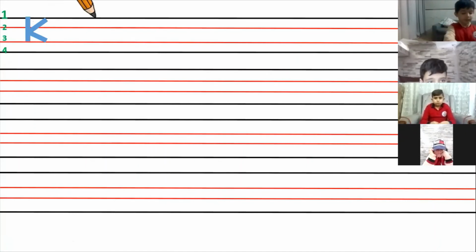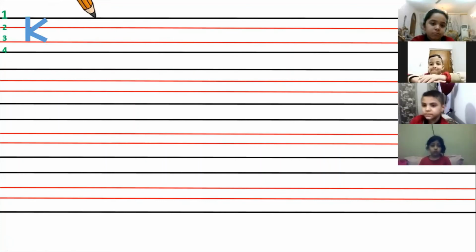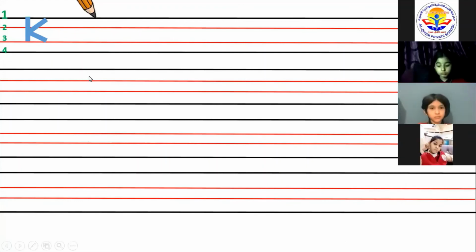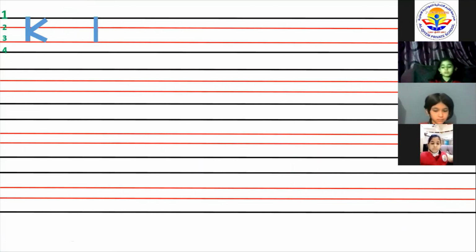Now let's try the small letter. خلونا نرسم الحرف الصغير. First we have to put the pencil on the first line. Then we have to go down and draw a straight vertical line from the first line to the third line. بعدها شنو أسوي؟ We have to put the pencil between the second line and the third line. بين السطر الثاني والثالث.